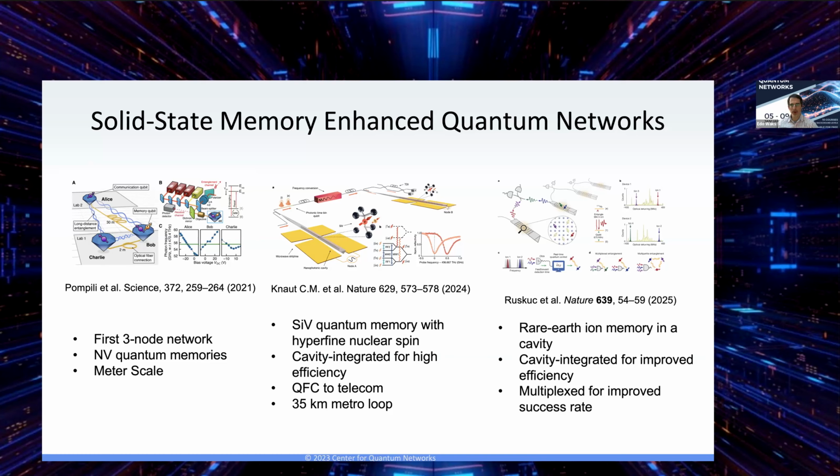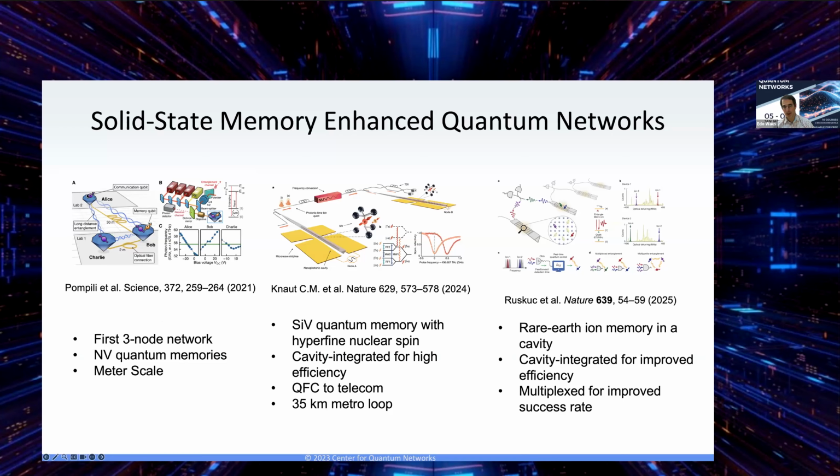So here are examples of some of the latest demonstrations of solid state based memory enhanced quantum networks. So these are networks that use qubits that are embedded in a solid. So for example, quantum dots, NV centers. Chaohan will talk about them in more detail in the next talk. And so way back in 2021, there was a really pioneering work from Delft, from the Ronald Hanson group, where they established the first example of a three-node quantum network.